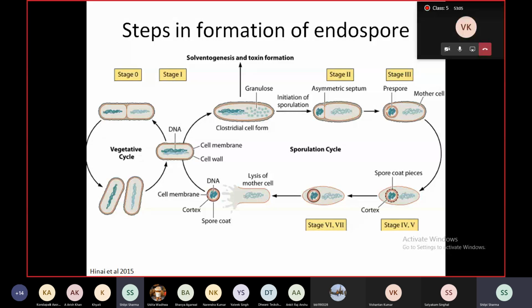Subsequently, there is synthesis of endospore specific compounds, formation of the cortex, and deposition of the coats that you saw in the last slide. And finally, there is complete dehydration and maturation of the endospore. The mother cell then bursts and the endospore is released into the environment. Once favorable conditions return, the endospores germinate. That's about the sporulation cycle and how it then germinates.